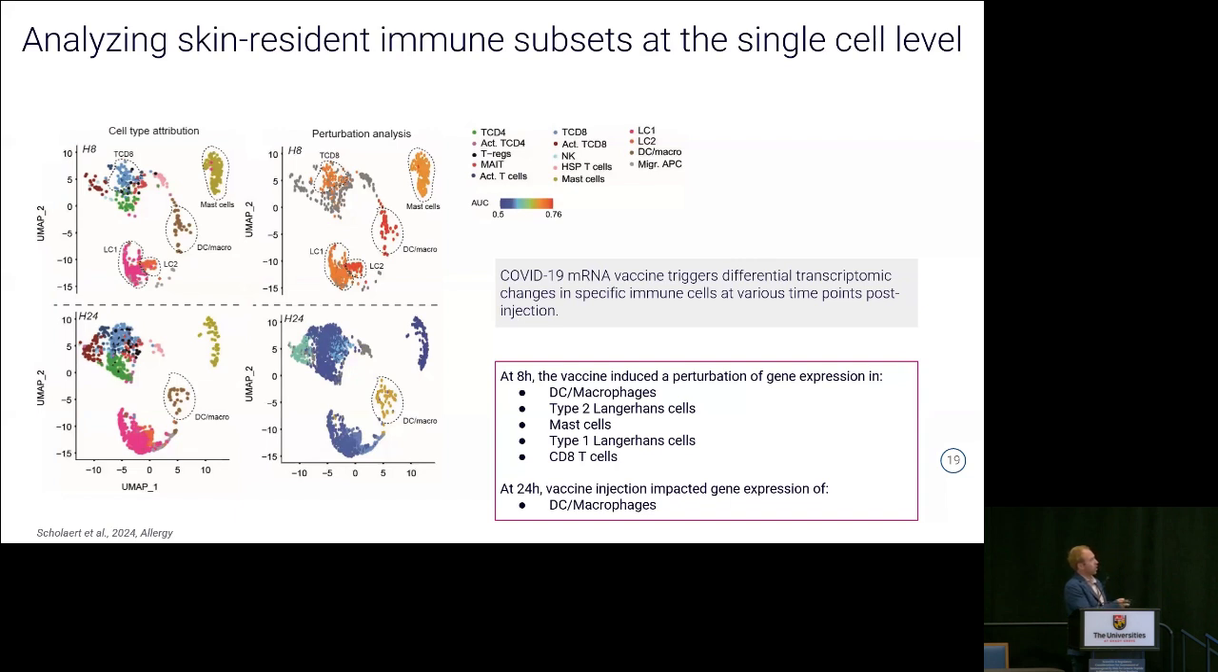And what we could see is that at 8 hours, we have obviously dendritic cell macrophages that are the most affected by a vaccine injection, but also mast cells, CD8 T cells, and the cluster of Langerhans cells as well. While at 24 hours, the only immune subtypes that have a sustained activation and a sustained transcriptomic remodeling are the dendritic cells and the macrophages.